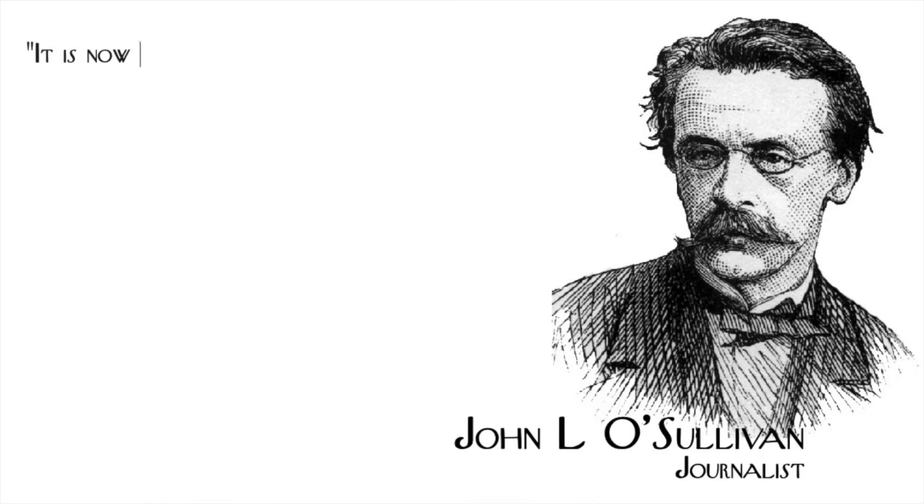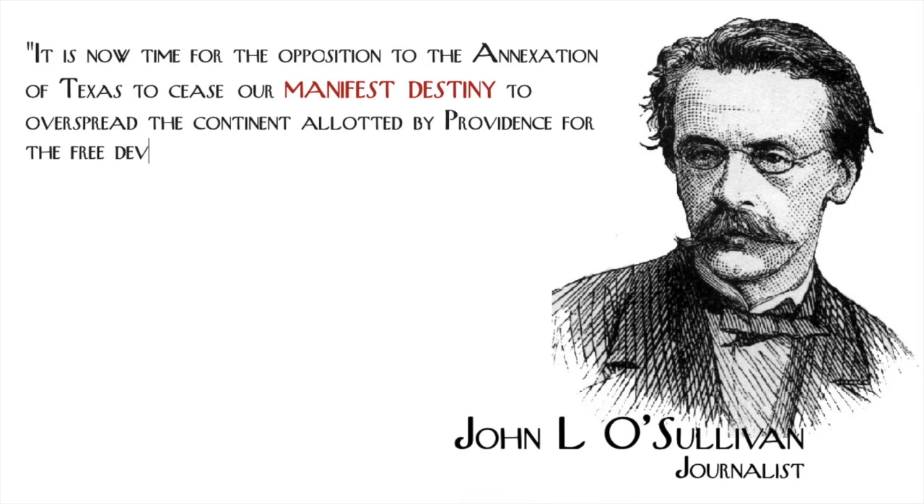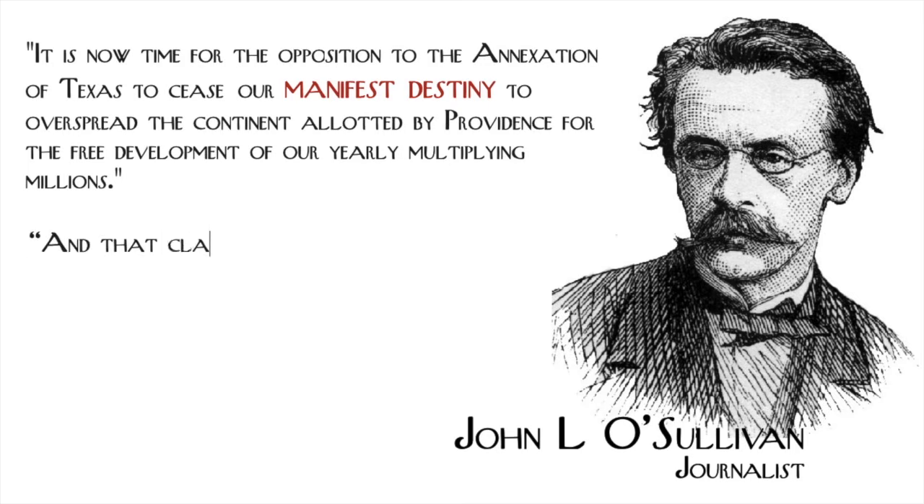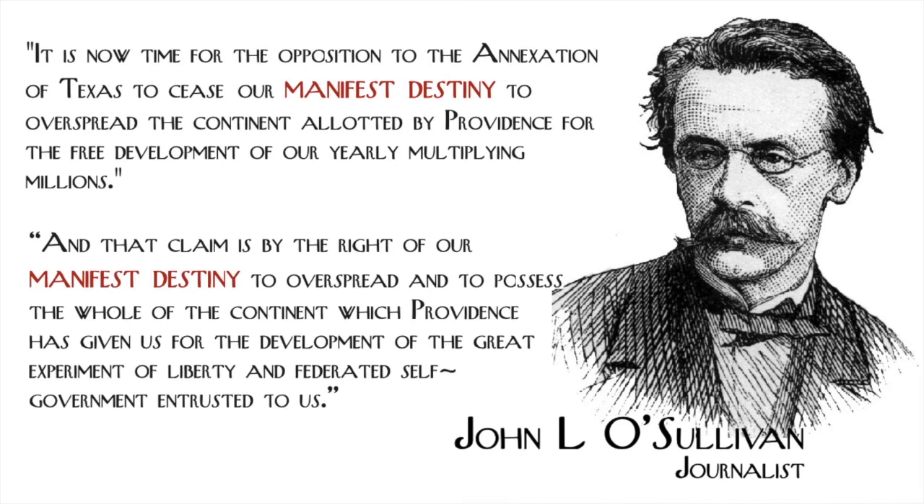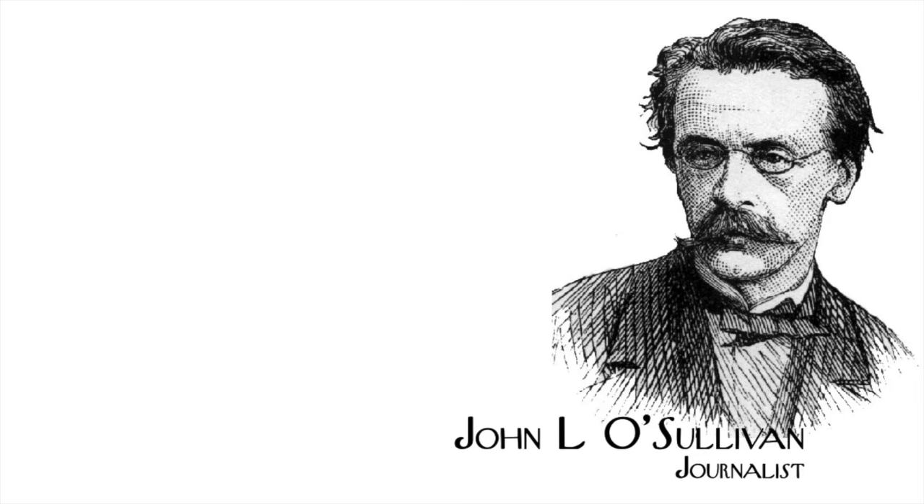The term manifest destiny comes from author and writer John L. O'Sullivan, a journalist who published the following: "It is now time for the opposition to the annexation of Texas to cease, our manifest destiny, to overspread the continent allotted by Providence for the free development of our yearly multiplying millions. And that claim is by the right of our manifest destiny, to overspread and to possess the whole of the continent which Providence has given us for the development of the great experiment of liberty and federated self-government entrusted to us." John L. O'Sullivan coins the term manifest destiny and writes about it passionately.